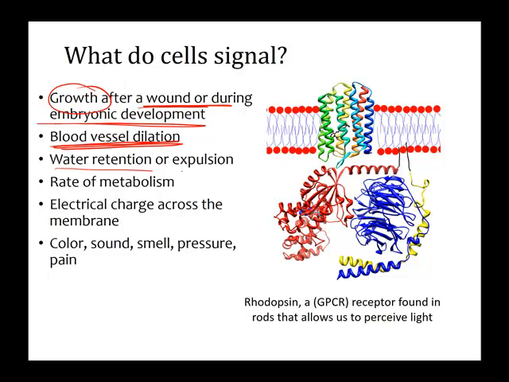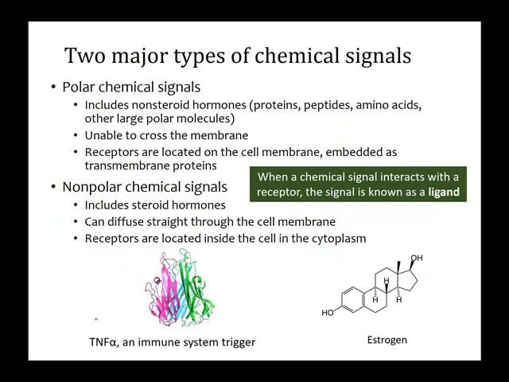They'll trigger cells to absorb water or to expel water. They will trigger cells to change their metabolism, so to increase their metabolism and to increase the chemical reactions they do or to decrease them. Cells will also signal a change in electrical charge across the membrane. This is actually also how neurons work, is by changing their electrical charges. Same with your heart and your muscles, actually. Cells will also signal more mundane things like color, sound, smell, or pressure, and pain. So remember we said we have to have a signal and we have to have a receptor.